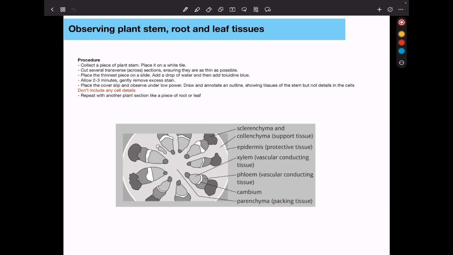You collect a piece of plant stem. It could be plant tissue, whether stem, root or leaves, and then you're going to place it on a white tile. The key thing is to make it as thin as possible. So you'll cut several transverse or across sections.